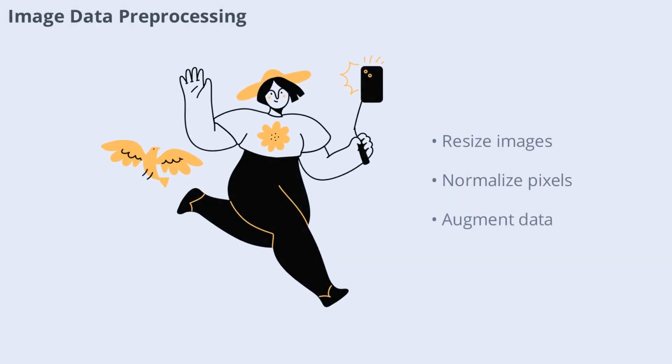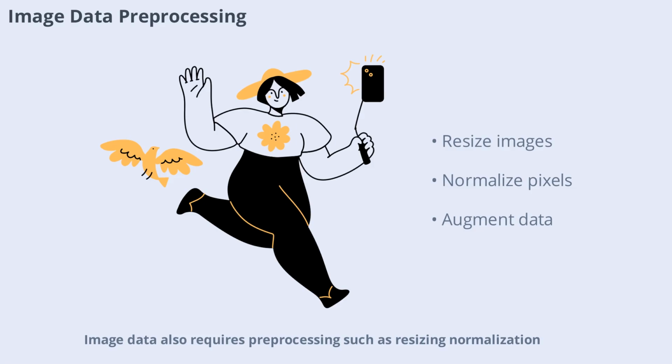Image data also requires preprocessing such as resizing, normalization, and augmentation. These steps ensure that images are consistent in size and scale and help improve the performance of computer vision models. Augmentation techniques like rotation or flipping can increase the diversity of your dataset and make models more robust.